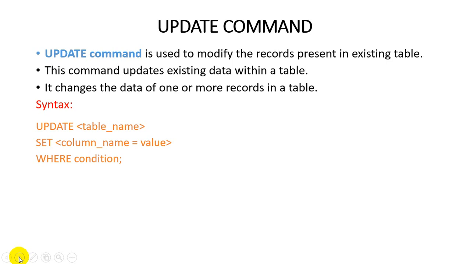Update is a keyword. Then the table name where a particular record is available. Set is a keyword, followed by the column name which we want to update, equal to a value, known as the new value which the user wants to set for a particular column.